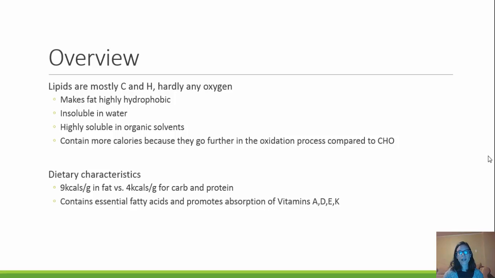Because they go further in the oxidation process compared to carbohydrates, they contain more calories, so they have a lot more hydrogens that can be utilized for energy production. So this makes them a lot more dense calorically, and we know that compared to carbs and proteins, which have 4 calories per gram, fats are more energetically dense with 9 calories per gram. They also contain essential fatty acids that are needed for the absorption of our fat-soluble vitamins.